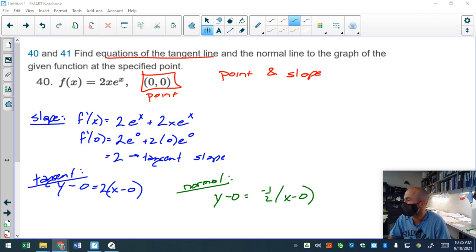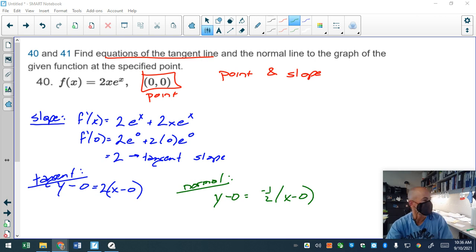The normal is perpendicular to the tangent. So everything's the same except your slope for the normal is your negative reciprocal. So there's really no extra work for the normal line, other than the fact you have to write it down. But once you find the tangent slope, the normal slope is pretty easy to find. Good, bad, ugly? All right.